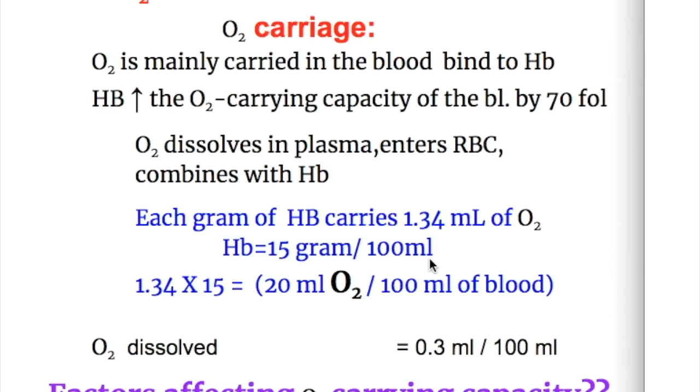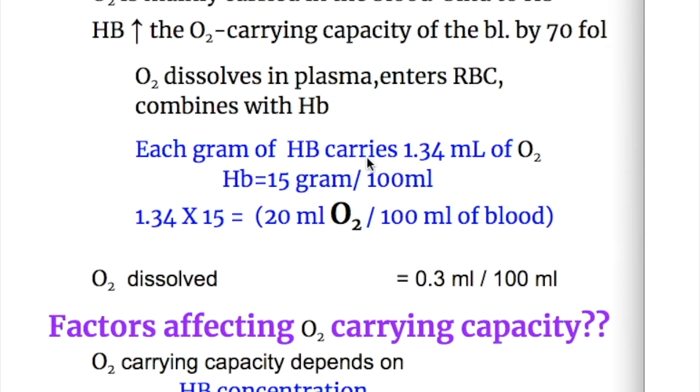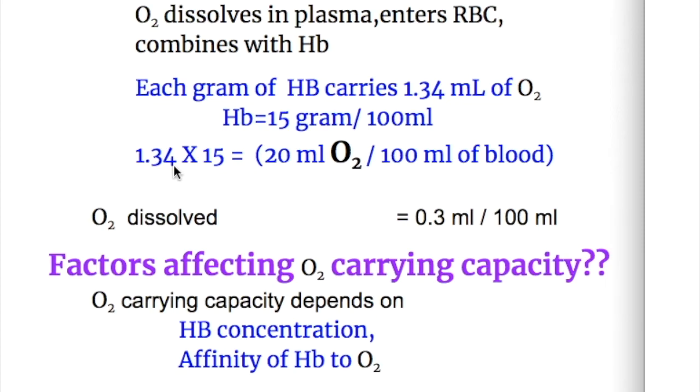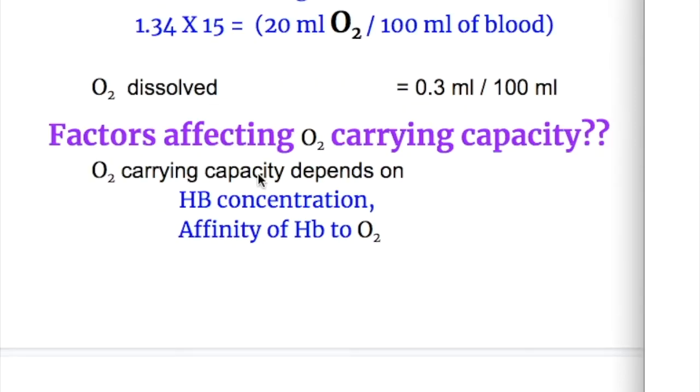And how is oxygen carried in the blood? Oxygen is mainly carried in the blood bound to hemoglobin. Hemoglobin increases the oxygen carrying capacity of the blood by 70 folds. How does it enter? It dissolves in the plasma and then enters the RBC, and then oxygen combines with hemoglobin. How much oxygen does hemoglobin carry? Each gram of hemoglobin carries 1.34 ml of oxygen, and there are 15 grams of hemoglobin per 100 ml. So 1.34 times 15 gives 20 ml of oxygen per 100 ml of blood. Oxygen is also carried in a small amount in a dissolved form, that is 0.3 ml per 100 ml.